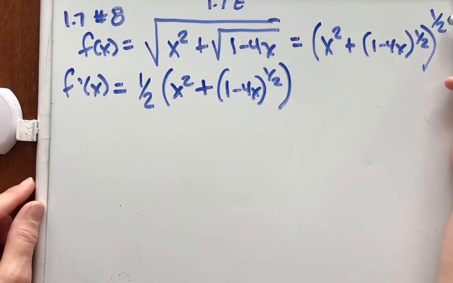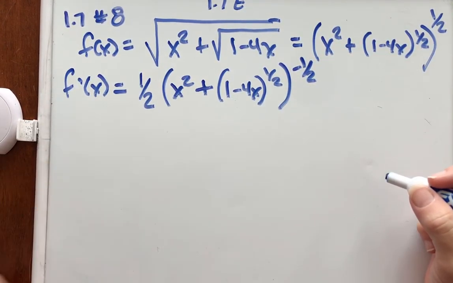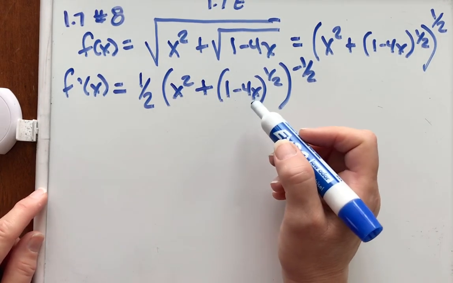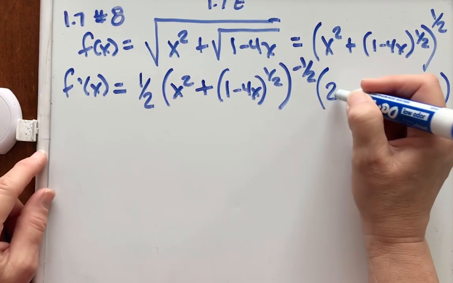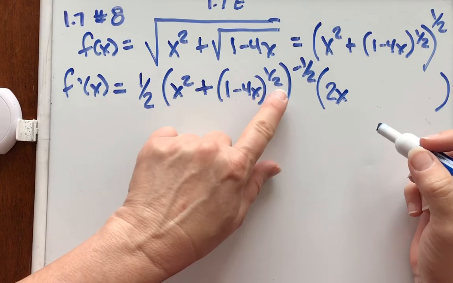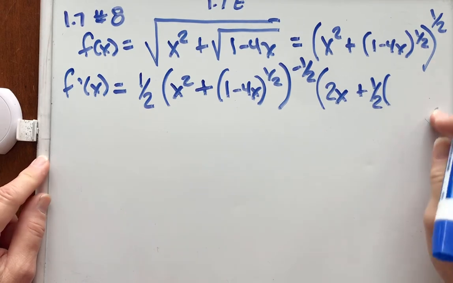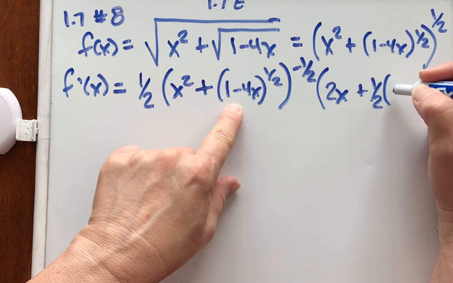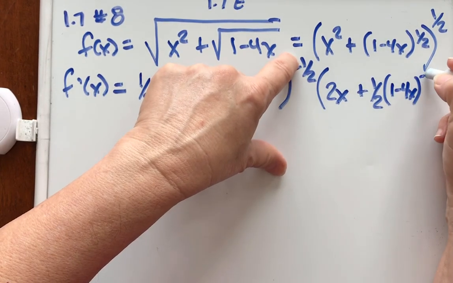And then we subtract 1 from the exponent. 1/2 minus 1 is negative 1/2. Are we done? No, you're right. We still have to take the derivative of the inside, and this is all multiplied. The derivative of x squared is 2x. For the derivative here, we bring the 1/2 down. Chain rule, chain rule, chain rule I see in here. So we bring this down. We have 1 minus 4x.